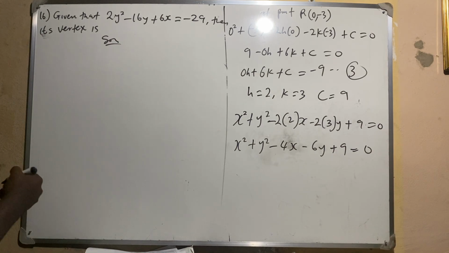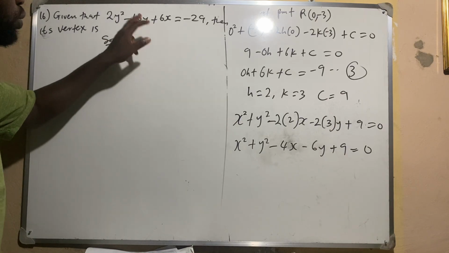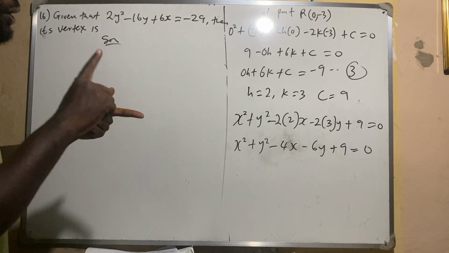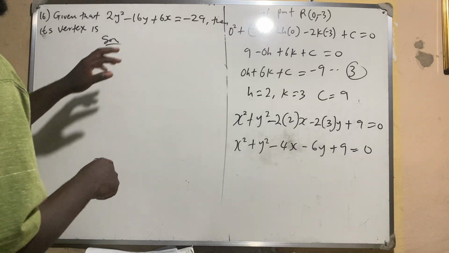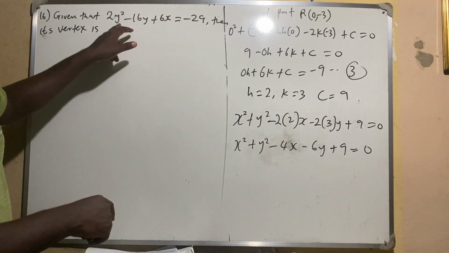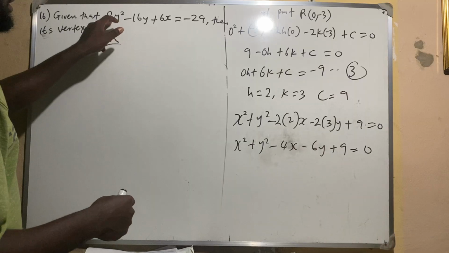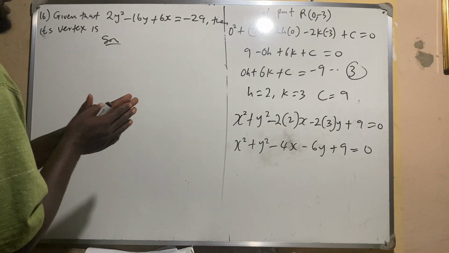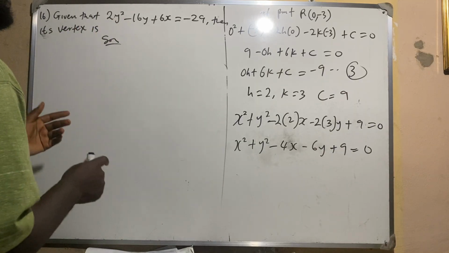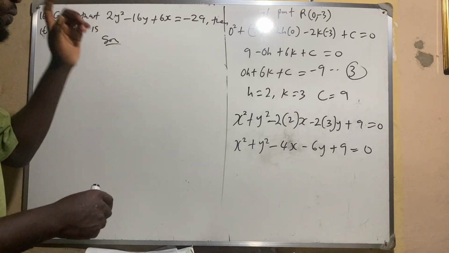Now this is a parabolic equation. How do I know that it's a parabola? A parabolic equation is the equation in which one of the variables is squared and there is no place you will see x and y together. You see that the variables I have here are x and y, and it's only y that is squared, and there is no place I can see x and y together. So it's a parabolic equation.